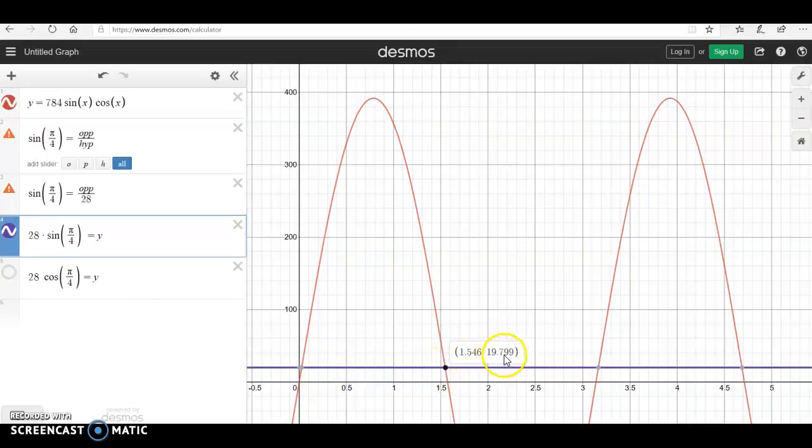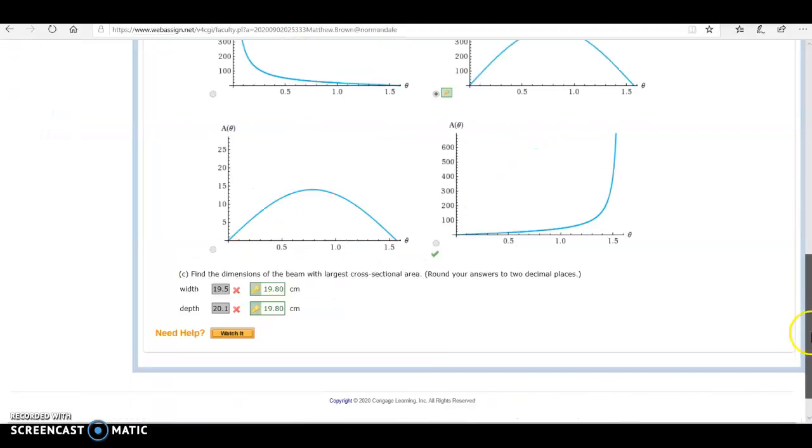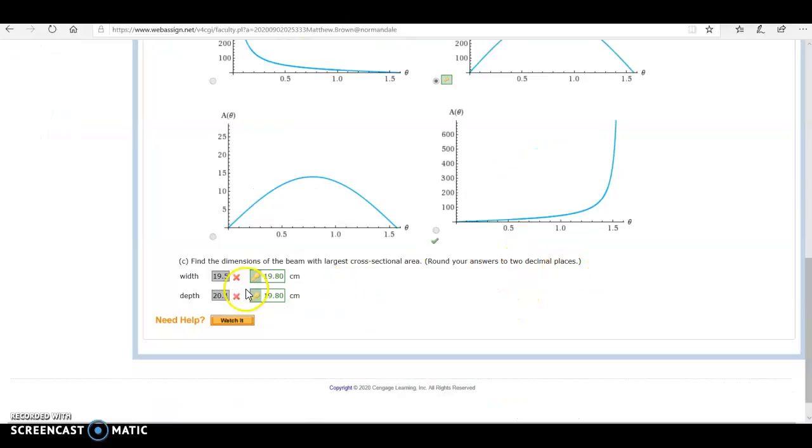So 19.799, or 19.80, because I want you to round to the nearest second decimal, 2 decimal places, so 19.80.